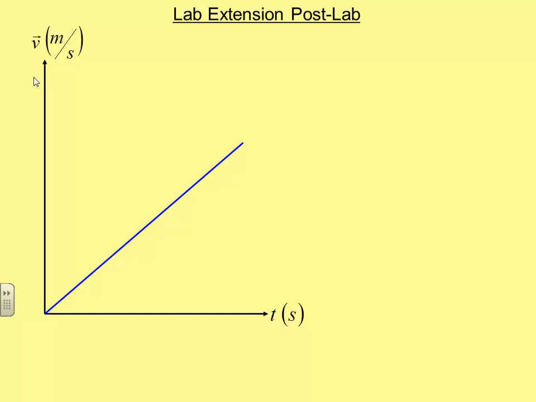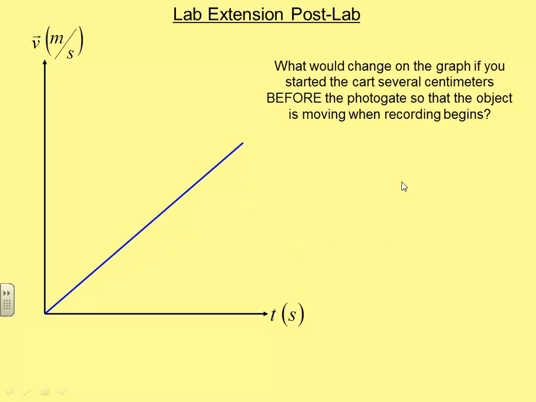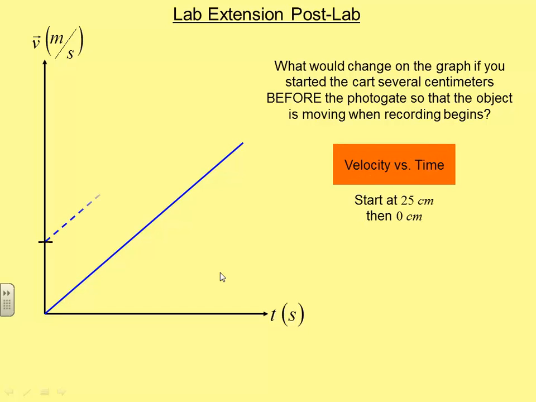Okay, now let's generalize a little bit. Here's the kind of graph we got when we were starting from rest. But what would change on this graph if we started the disk a few centimeters behind 0? So maybe we put a 0 mark on there and then we moved it further up the incline. Well, think about what would happen. When we got to our 0 time mark, it would now already be moving. So you would end up taking this graph and shifting it upwards.